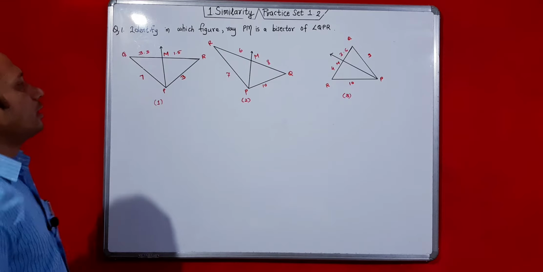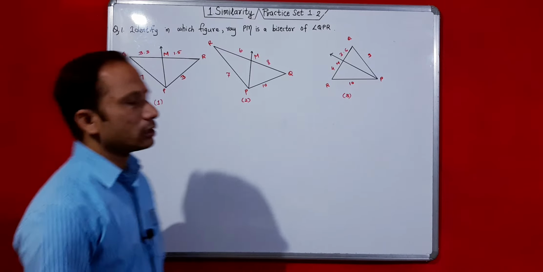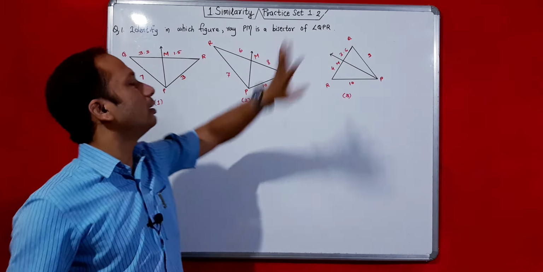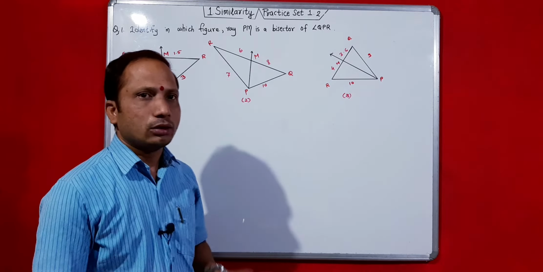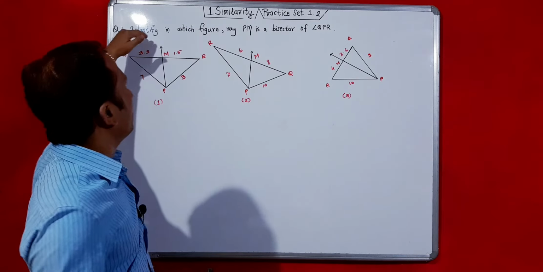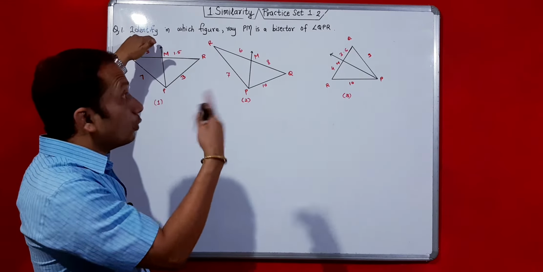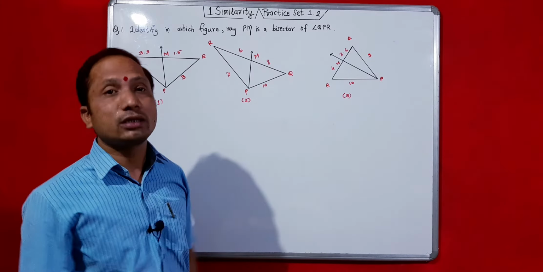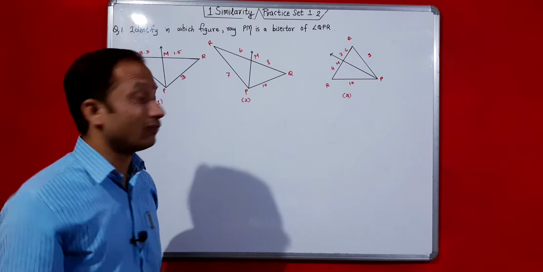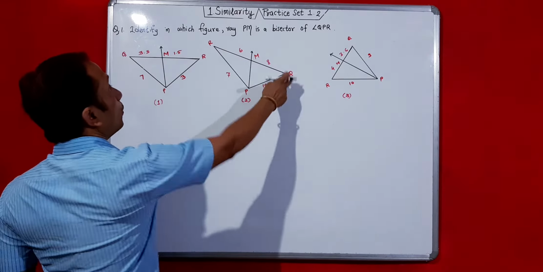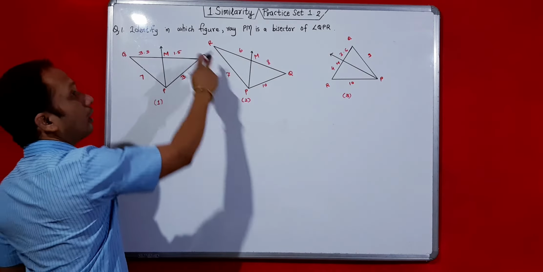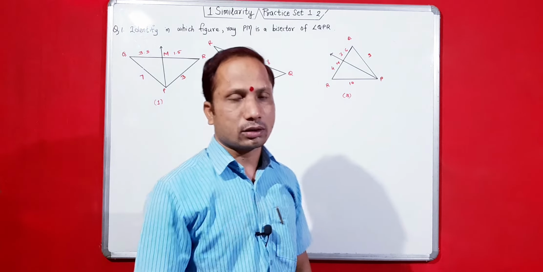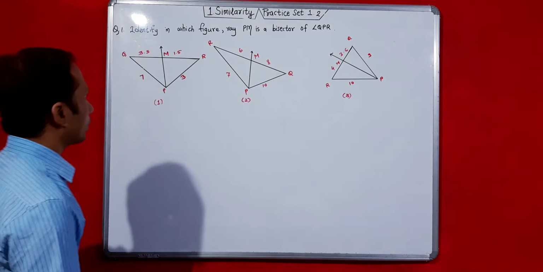Identify in which figure ray PM is a bisector of angle QPR. It is actually a lengthy question, but I have selected just this statement because we have to identify in which figure ray PM is a bisector of angle QPR. Don't forget, QPR. There are three diagrams, and we have to use the angle bisector property here. So let's start.